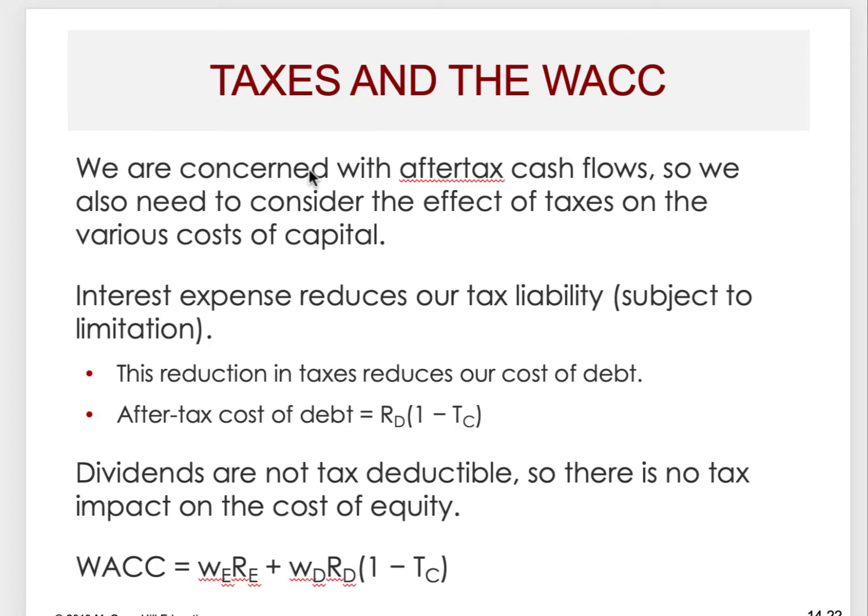Now we need to worry about taxes. So we're going to talk about taxes and the weighted average cost of capital. Basically, taxes and WACC. That's really what we're going to talk about here. It's important that we remember that after-tax cash flows require an after-tax discount rate. So we're going to let T subscript C denote the firm's marginal tax rate. Then we're going to calculate the weighted average cost of capital, factoring in taxes.